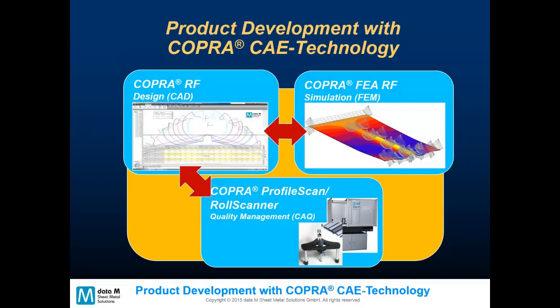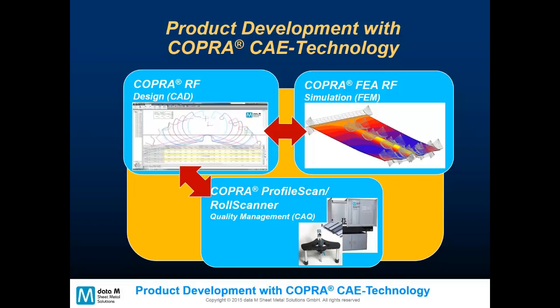So now let us consider Copra's computer aided engineering technology. Essentially part of the Copra suite of products, as you may all well be familiar, we have Copra RF, which is design, the CAD side of things for developing flare patterns, profiles, roll tool designs, and theoretical strain analysis. In addition to this, we have Copra FEA RF for simulation, finite element modeling tool.